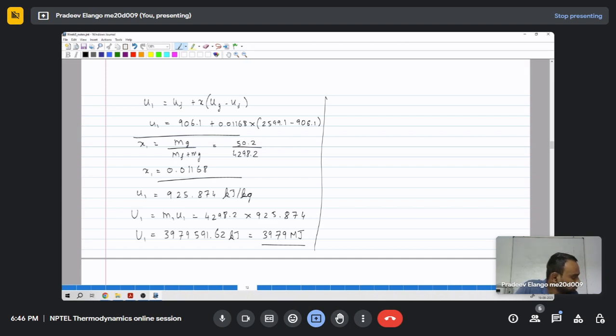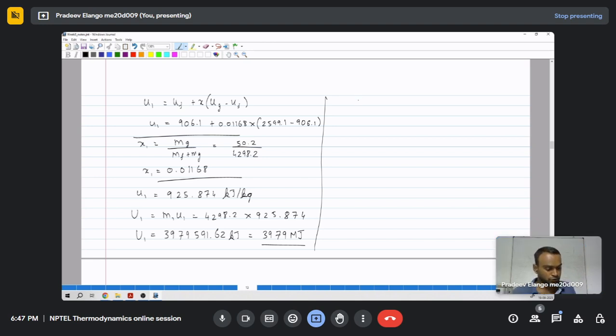So in the solution, actually they have taken specific internal energy. That's why we are not able to match the answer. Specific, okay, but finally we need only total internal energy, no? Because we want the total internal energy, the mass is also changing, we need to account for that. Okay. Now I can find the internal energy at state 2, no?